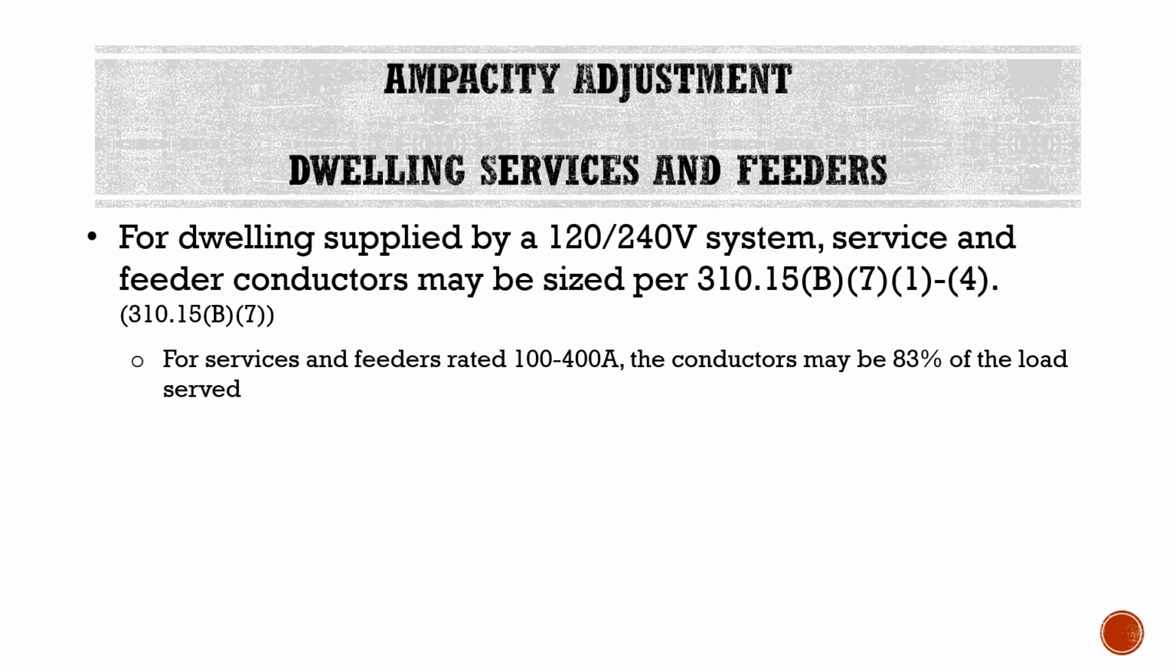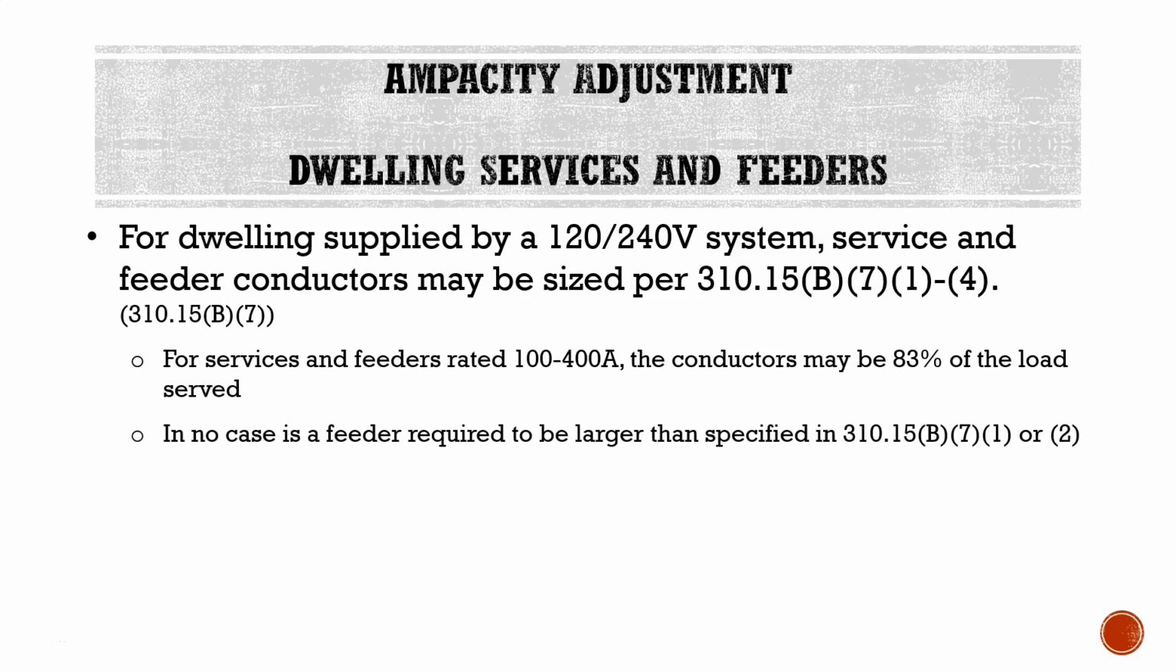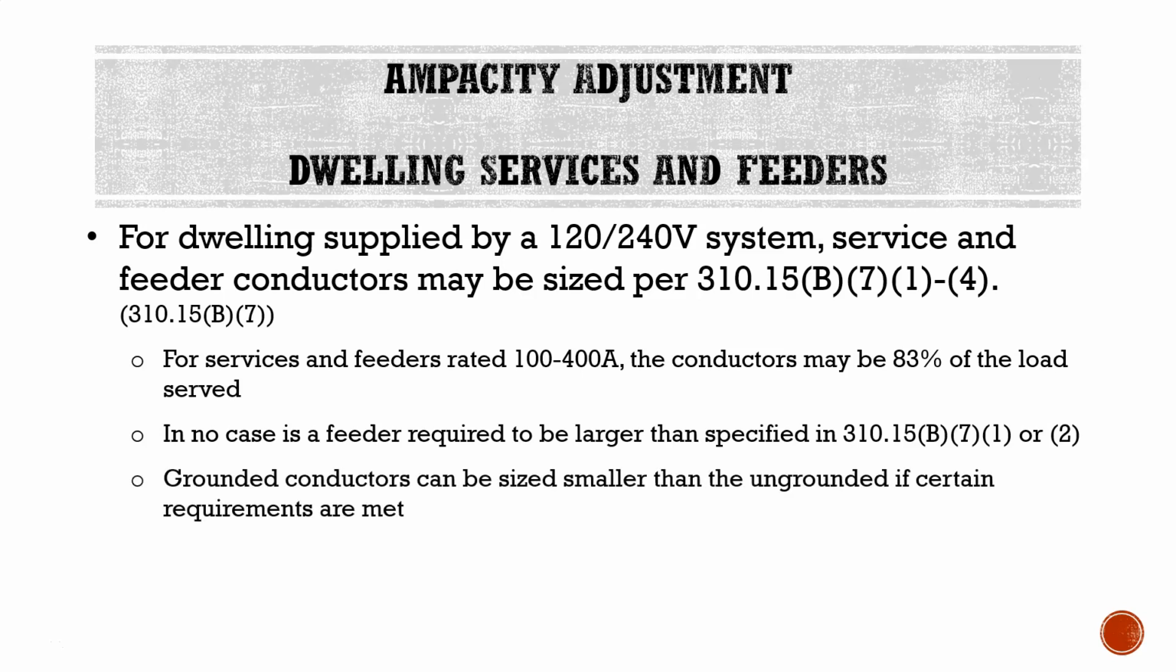For services and feeders rated 100 to 400 amps, the conductors may be 83% of the load served. In other words, if we are going to install a service that's 200 amps, we can size the conductors to be 83% of that 200 amps. We don't have to size them for the full 200 amps. In no case is a feeder required to be larger than is specified in 310.15(B)(7) 1 or 2, which is what we just went over.